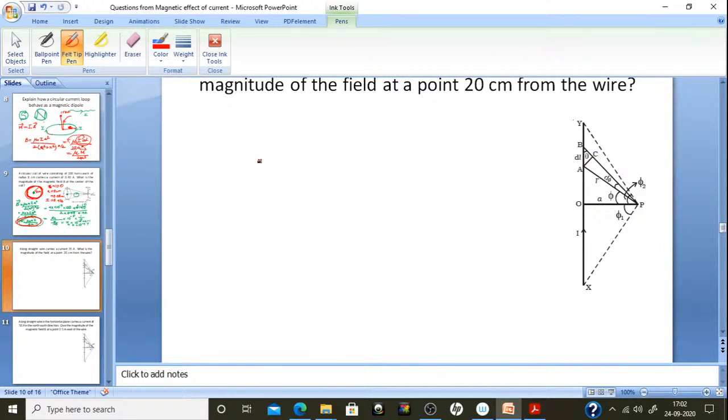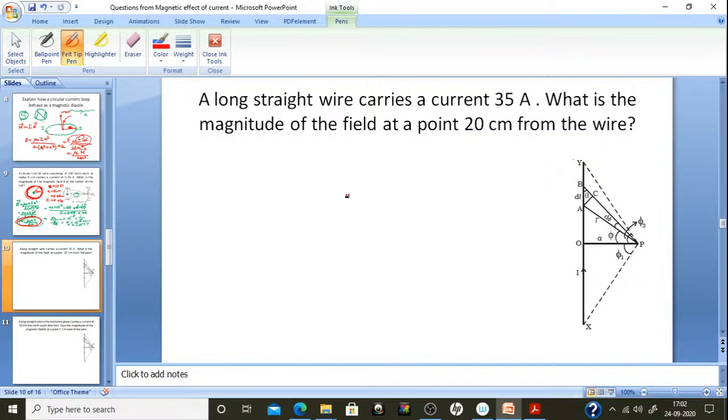Now the question is: a long straight wire carries a current of 35 ampere. What is the magnitude of the field at a point 20 centimeter from the wire? So you have a straight wire and the current in this wire is 35 ampere. The question is, what will be the magnetic field B at a point which is 20 centimeter from the wire? Let us say the point is P, at a distance of 20 centimeter from the wire. So what will be the magnetic field B here?